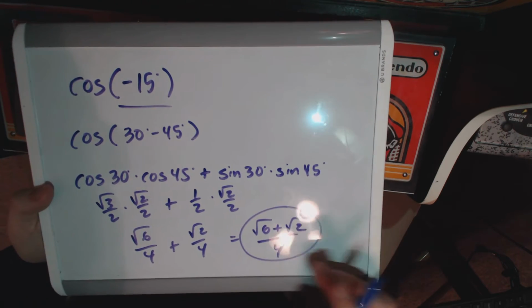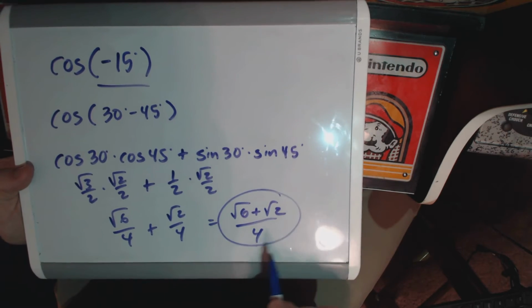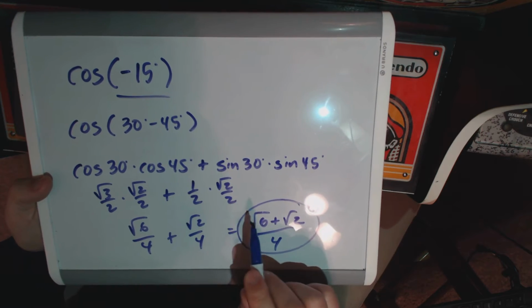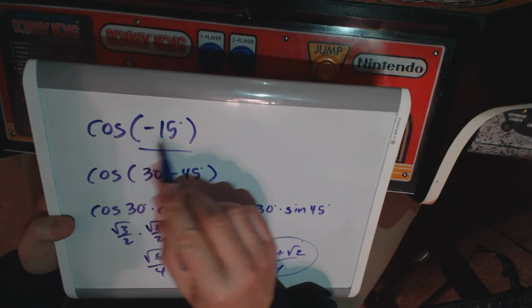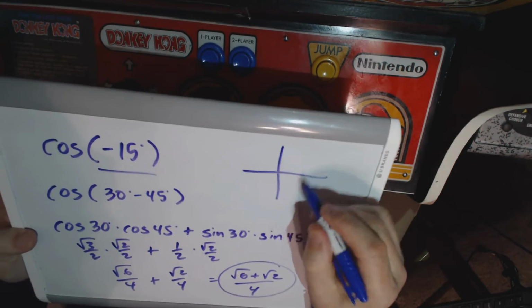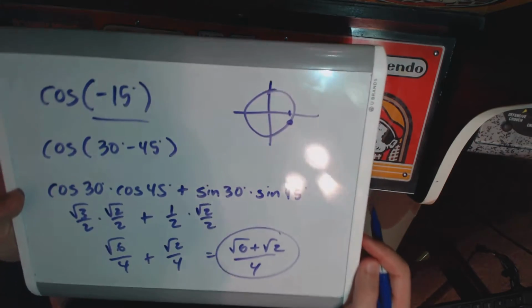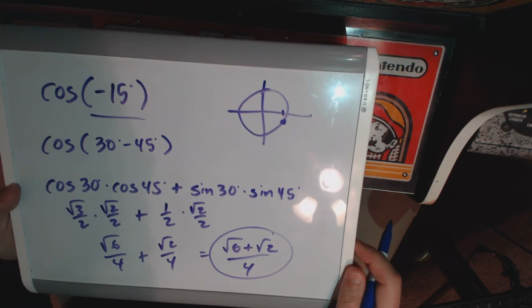You'll notice that a lot of these look very similar, right? Lots of root 6s, lots of root 2s, lots of 4s because of the way that these ratios worked out on the unit circle, right? But this would be the exact value of cosine negative 15. Well, you say, Mr. Winsler, it's cosine negative 15. How'd you get a positive answer? Well, remember, negative 15 would be right here, which would still have a positive x value, right? So that's why the cosine would still be positive, okay?